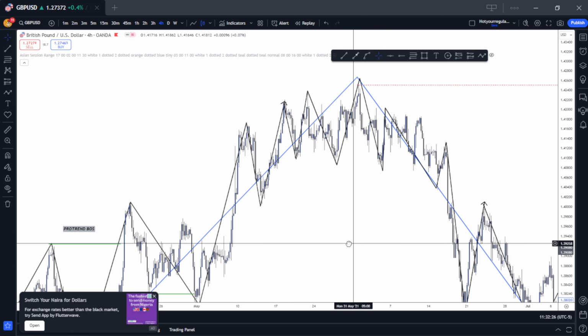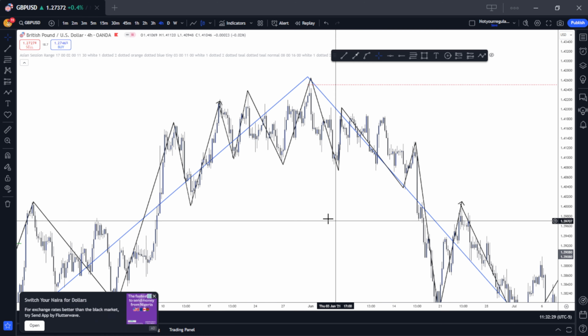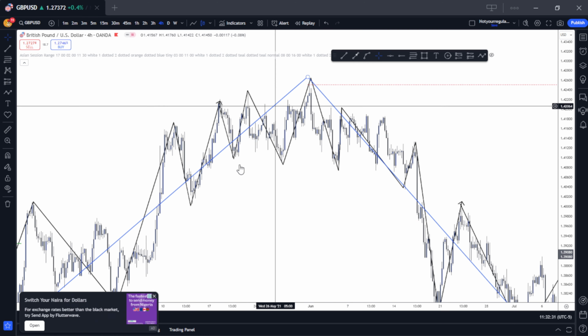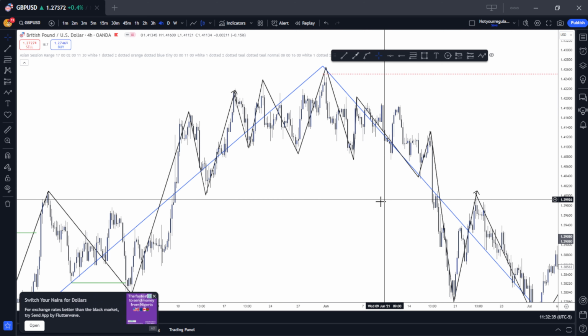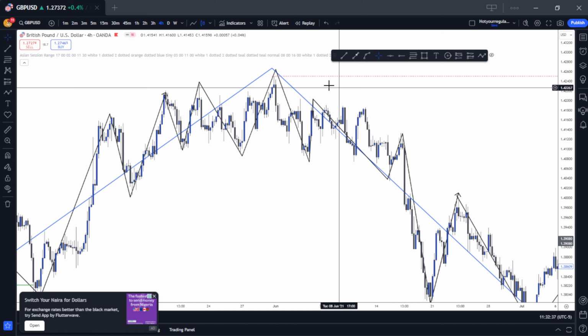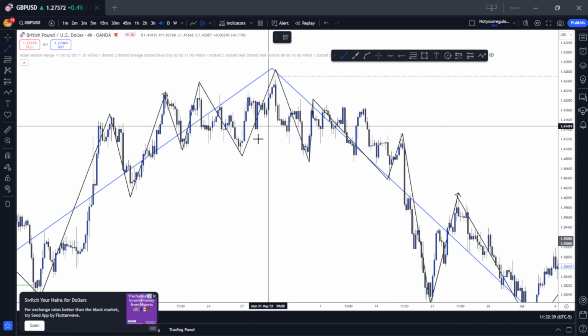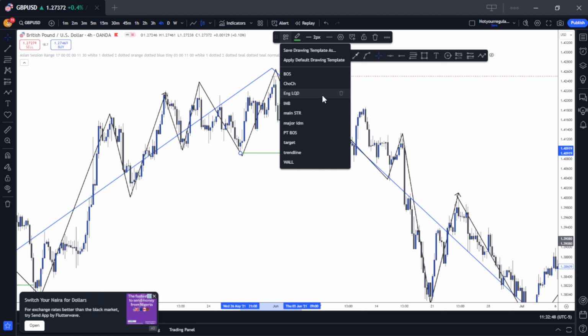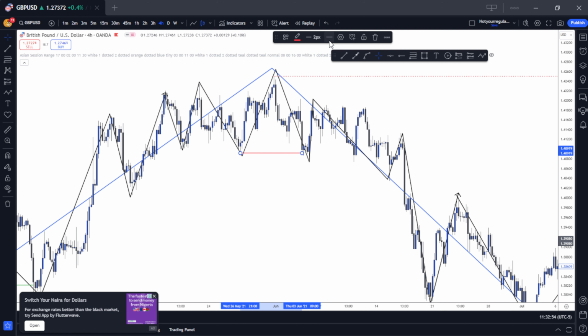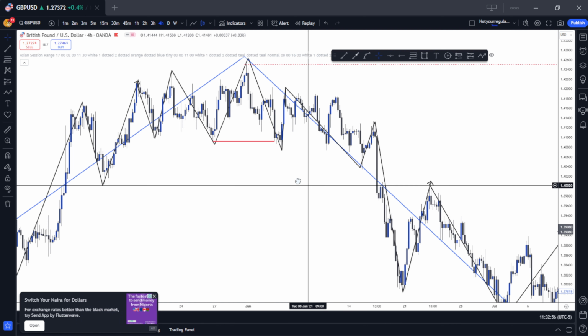So where did our next counter trend BOS happen? Right here. You can see that it happened right here. This is our counter trend BOS on the internal time frame that signified a pullback on the higher time frame structure. Counter trend BOS.